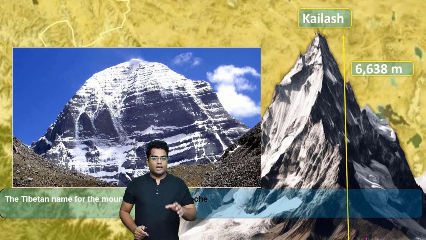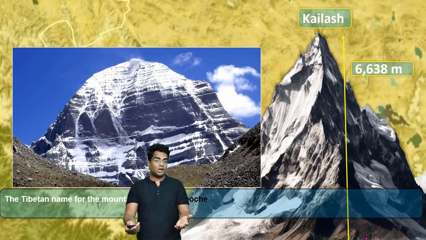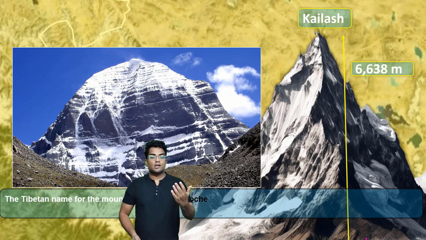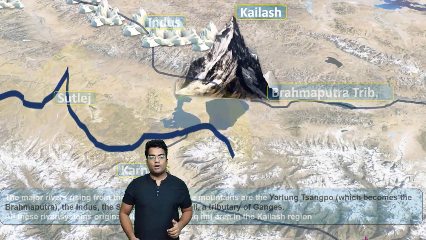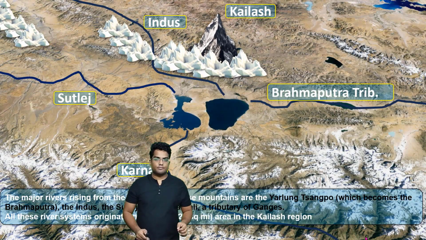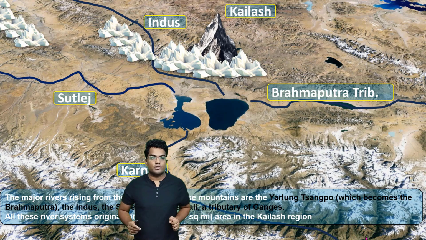So obviously, since it is located in Tibet, it's given a different name. We Indians know it as Mount Kailash, but the Tibetans call it Gang Rinpoche. Now, there are a few more interesting things that you can know of. For instance, this particular region, Mount Kailash, is the source of many different rivers.